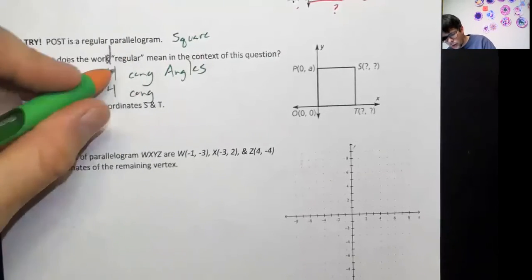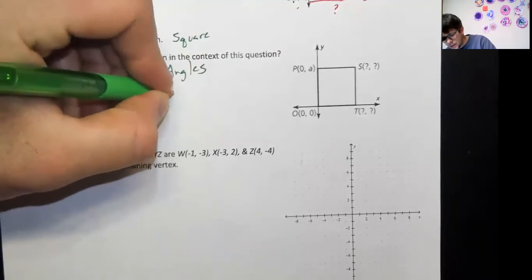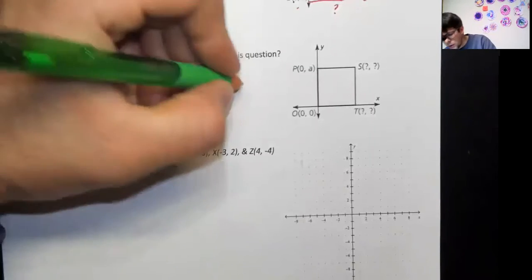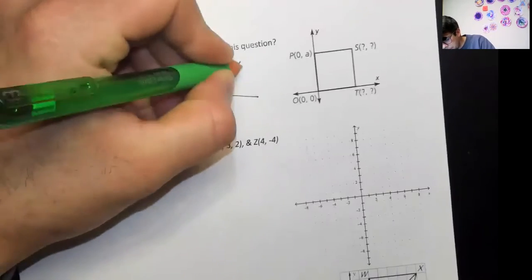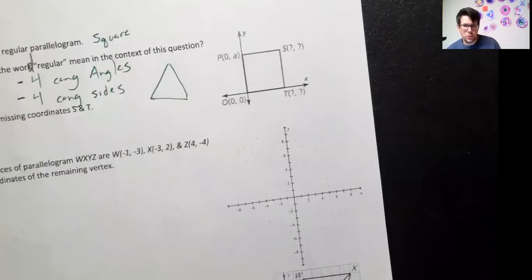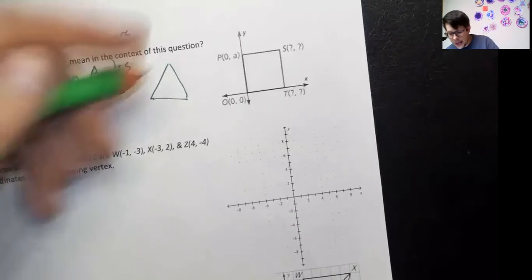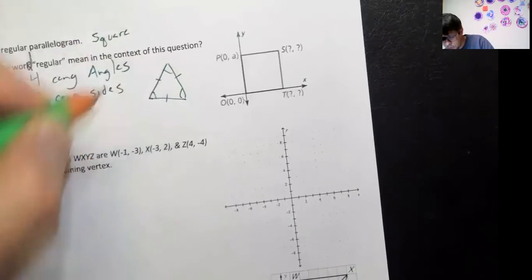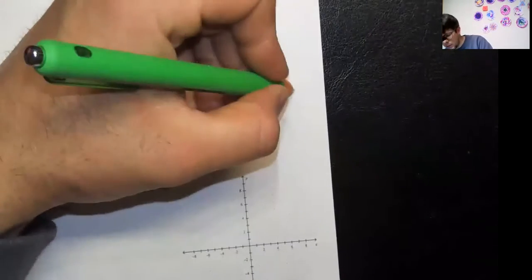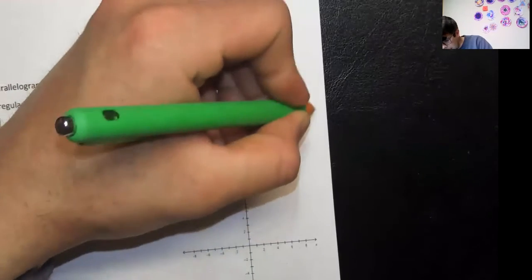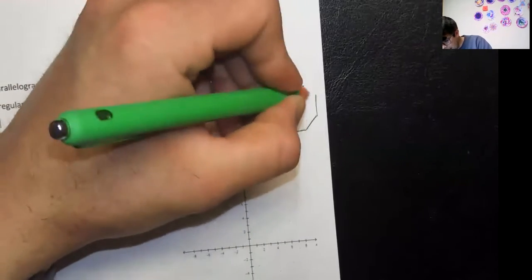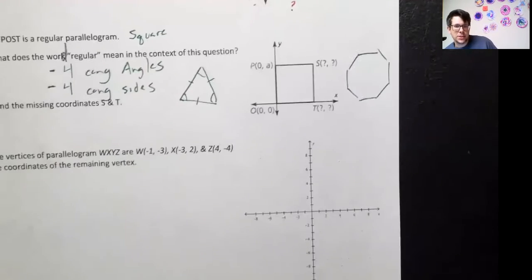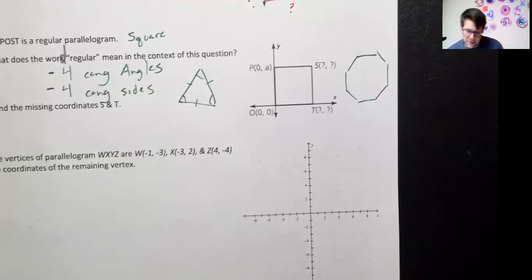When you hear that word regular in the future, this is what I want you to think about. And this can be used for other shapes as well. So you can have a regular triangle, like this guy right here, which we usually call an equilateral triangle, that has 3 congruent sides and 3 congruent angles. You can even have other shapes, like you can have a regular octagon, and that would have 8 congruent sides and 8 congruent angles. As long as the side lengths are congruent and the angle measures are congruent, that makes it a regular shape.